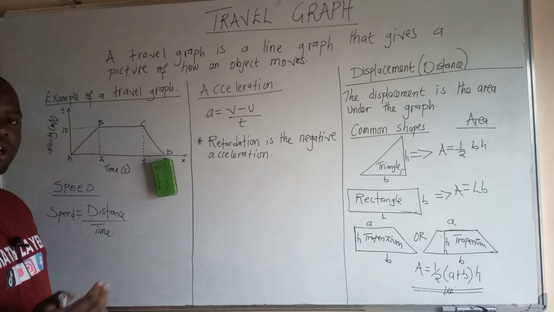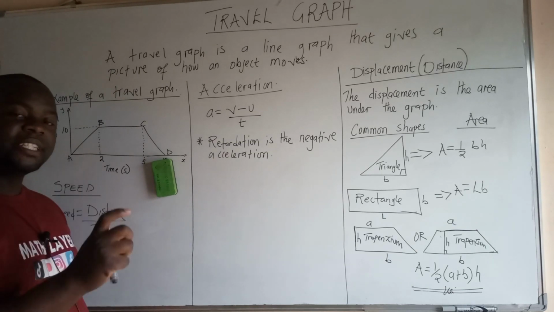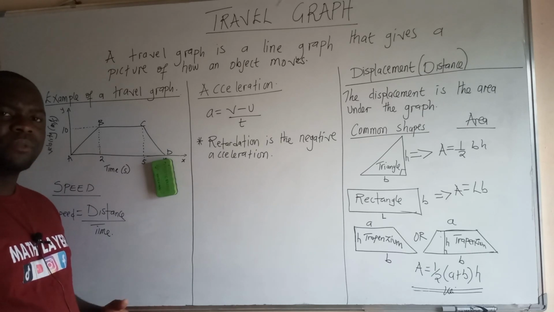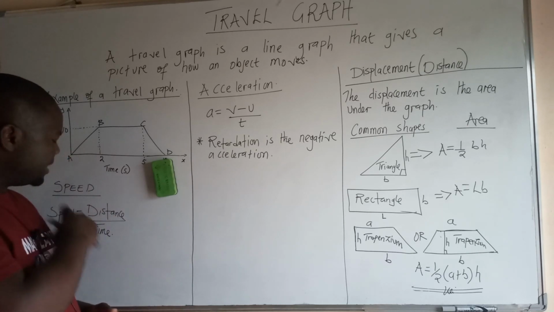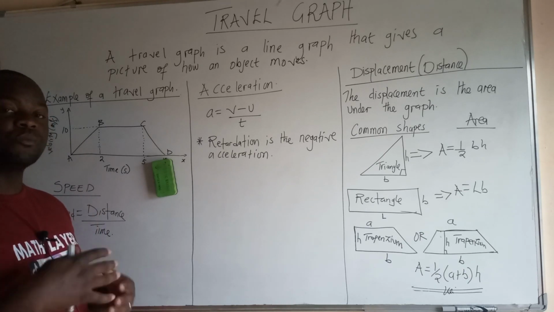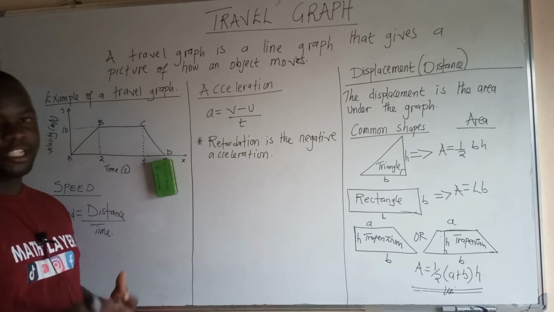I also want to stress that velocity and speed are the same. The way you calculate them is similar. The only difference between speed and velocity is that velocity is a vector quantity, while speed is a scalar quantity.